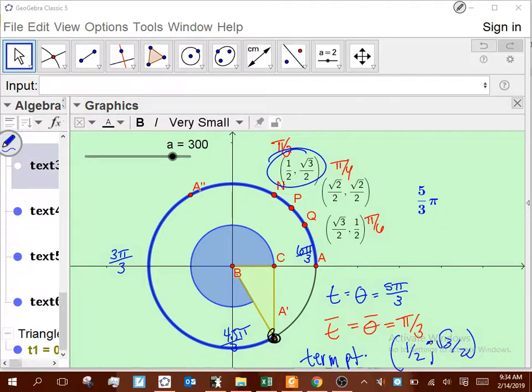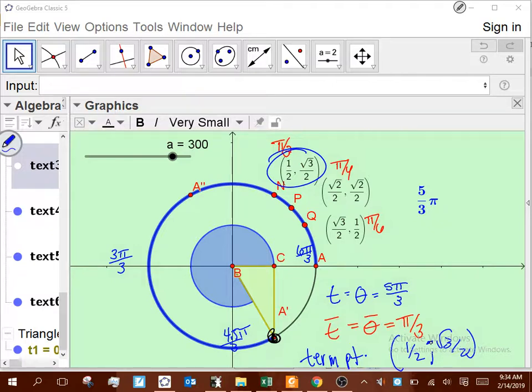So, again, if you took your calculator and typed in sine of 5 pi over 3, it's going to give you that negative radical 3 over 2. Does that make sense? Okay? If I typed in cosine of 5 pi over 3, it's going to give me that 1/2 for that x-coordinate, that terminal point. Is that something we can do?